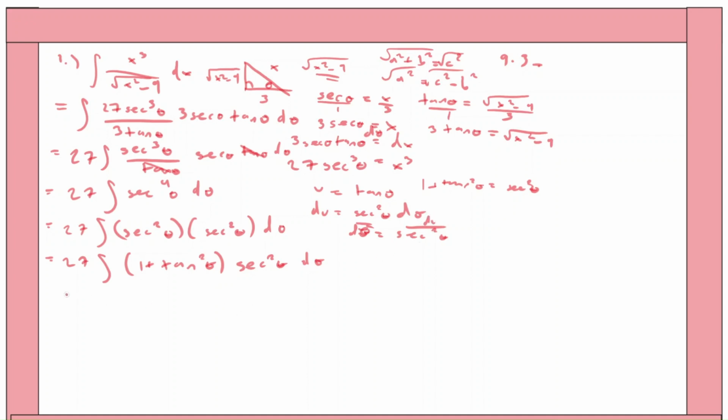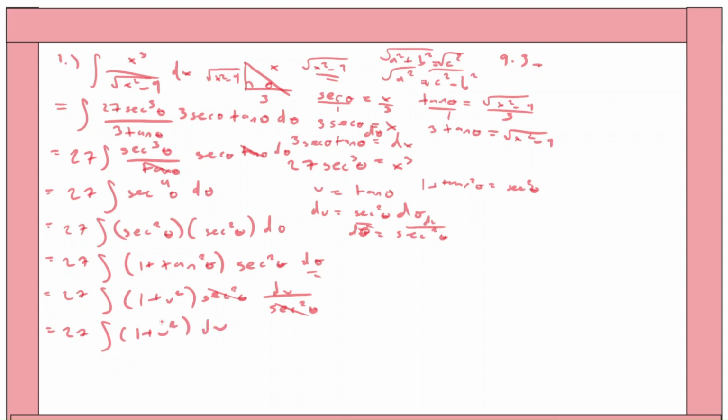Okay, so then we're going to have 27. And now that we have everything here in terms of tangents, we can very easily say it's 1 plus u squared, since our u was tangent, we decided it could be. And then secant squared theta will remain, and our d theta was equal to du over secant squared theta. So du over secant squared theta. We're just subbing this in. So the secant squareds can cancel. Now we have 27 times integral of 1 plus u squared du.